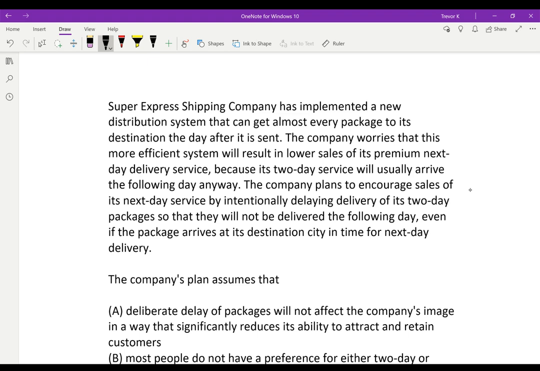Okay, so our conclusion here is their plan, which is they're going to encourage sales of the next-day service by intentionally delaying delivery of its two-day packages, even if it arrives in time. And the reasoning is pretty much that no one's going to buy the next day because two-day will arrive the following day anyways. So the company's plan assumes that.